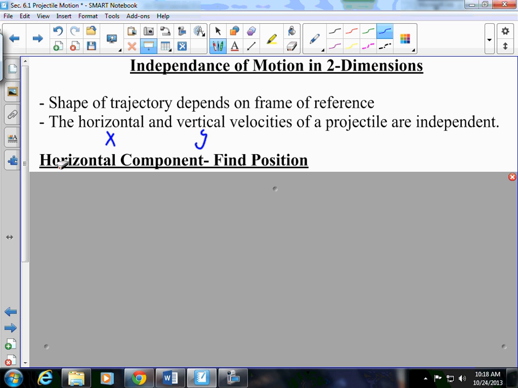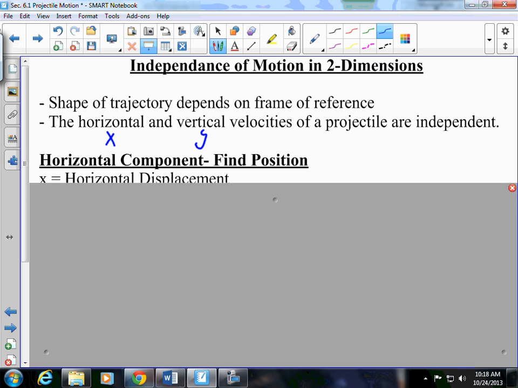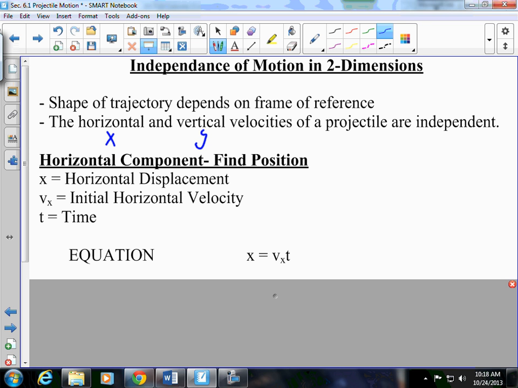Now the equation is no different than what it was when we talked about velocity and acceleration in chapters 2 and 3. So when we break down the equation for finding X, X is equal to Vx times t. Since we're breaking everything into X and Y dimensions, we have velocity in the X and Y direction, and distance is really just X. X is the horizontal displacement, Vx is the initial horizontal velocity, and t is time.